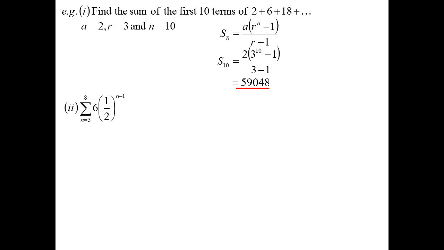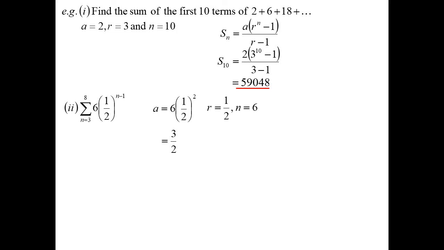Now this one is in sigma notation. I know it's geometric because we've got an exponential function here. The independent variable is in the power, so it's got to be an exponential. So I know I can use my geometric formula for this, but notice the first term. It's n equals 3, it's not n equals 1. So the first term is actually 6 times a half squared, which is 3 on 2.